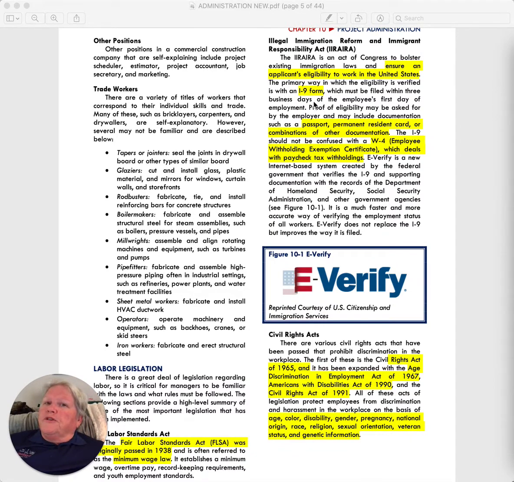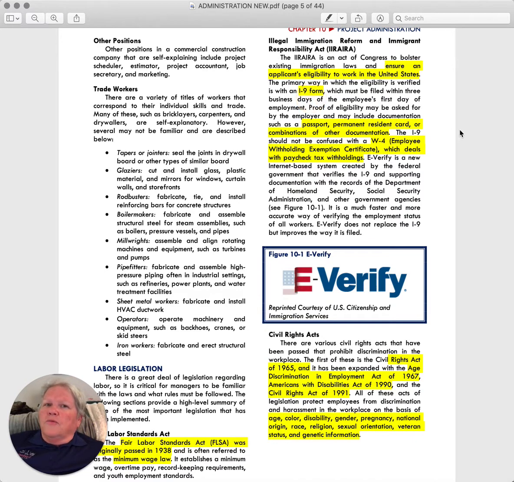Don't want you to confuse the I-9 with the W-4. The W-4 is basically your withholding exemption certificate, which tells your employer how much taxes to hold out of your check each pay period.